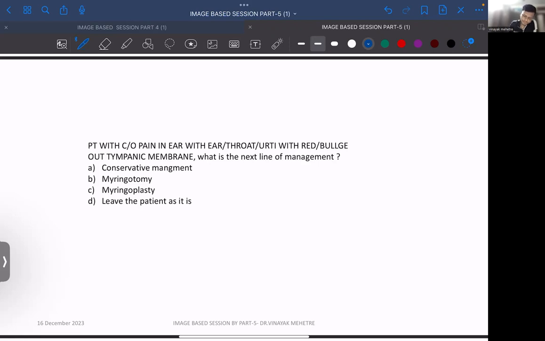Patient with pain in the ear, throat and URTI, upper respiratory tract infection. Patient is having a red bulging tympanic membrane. Okay, what is this first? Patient came with acute pain in the ear, throat and URTI.